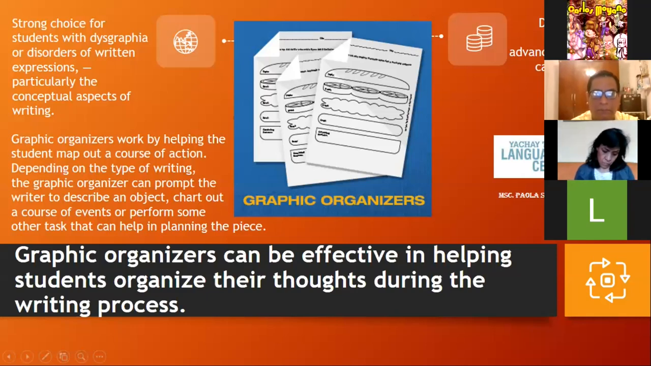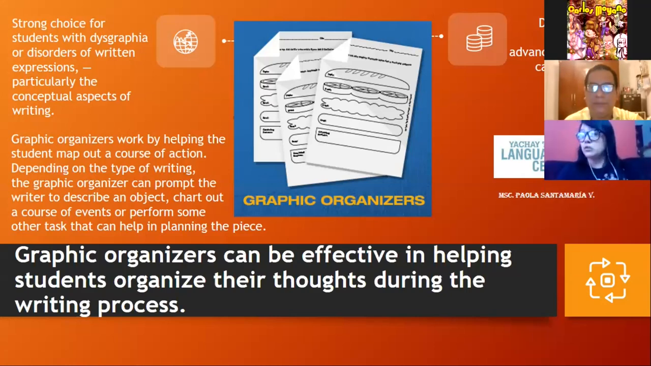And the clue is addressing the activity and writing or telling the instructions correctly to those students with special educational needs. Okay, so basically graphic organizers work by helping the student to map out a course of action. Students with dysgraphia and or disorders of written expression have problems organizing ideas. And these students come to you and say, here, teacher, here's my paragraph. And you start reading and it's very confusing.